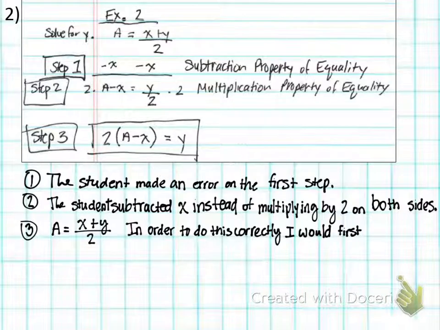I'll take a volunteer for first sentence. No, I need you to use a complete sentence. In order to do this correctly, I would first, okay? In order to do this correctly, I would first multiply 2 on both sides. Okay, good. Or a better way, I would add on top of that, I would say, in order to do this correctly, I would first multiply 2 on both sides by using the multiplication property of equality. Okay? So you're using that as the second sentence.